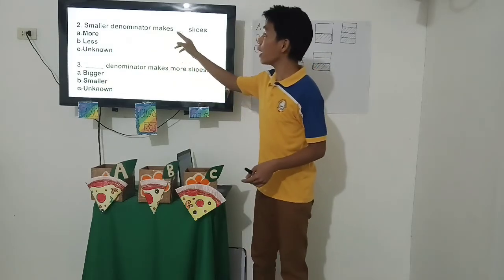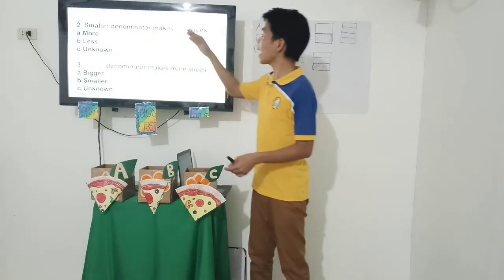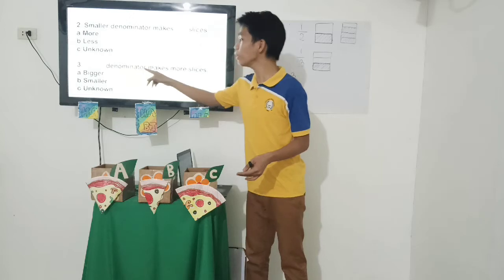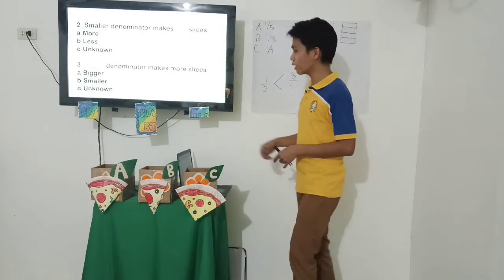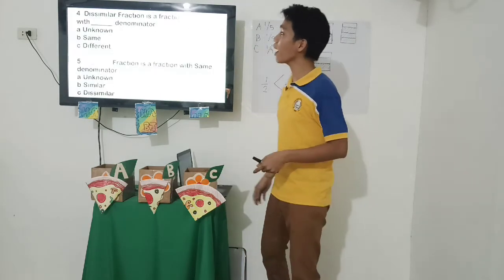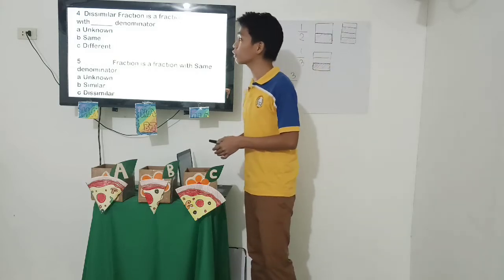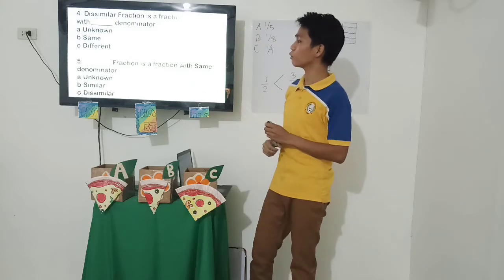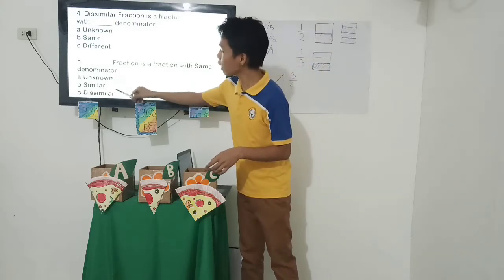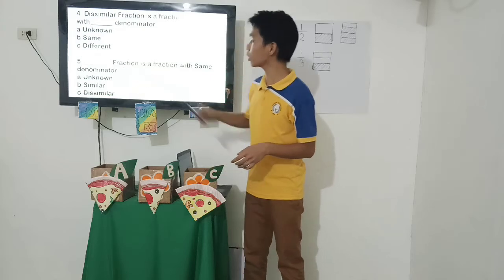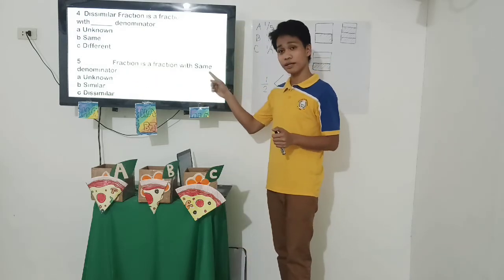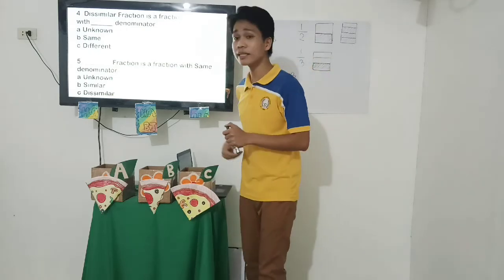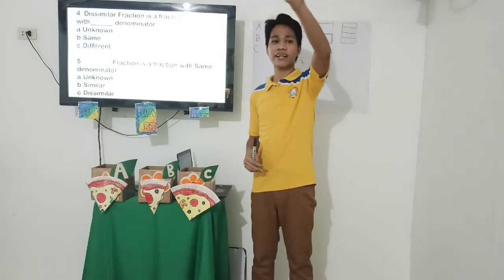Next one. Smaller denominator makes less slices, and bigger denominator makes more slices. Now we have dissimilar fraction is a fraction with different denominator. Okay? Now we have similar fraction is a fraction with same denominator. Okay. Who among you got all the correct answers?